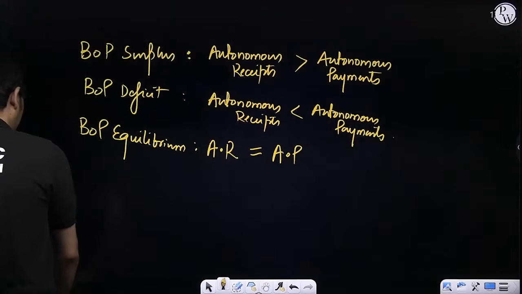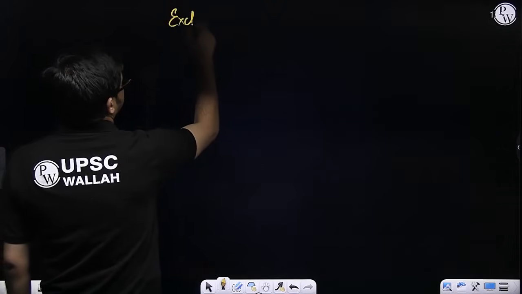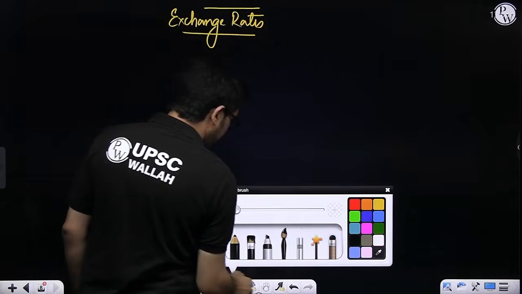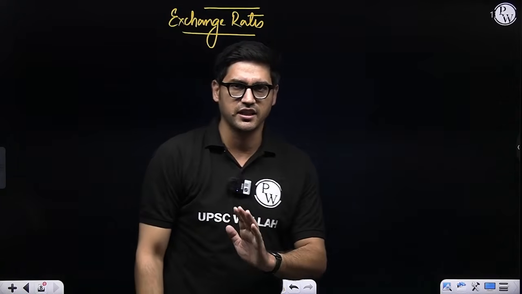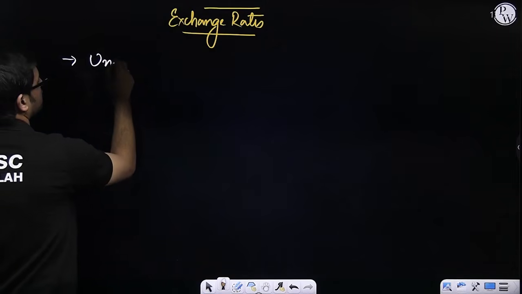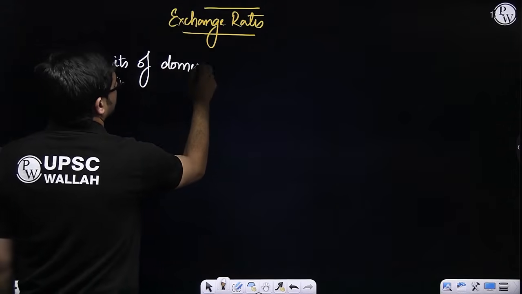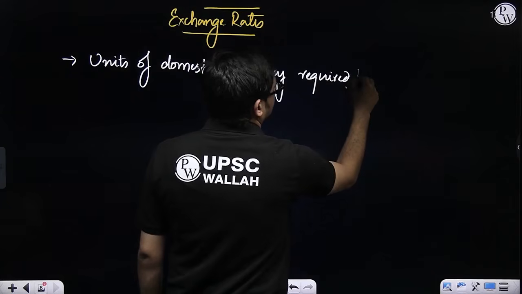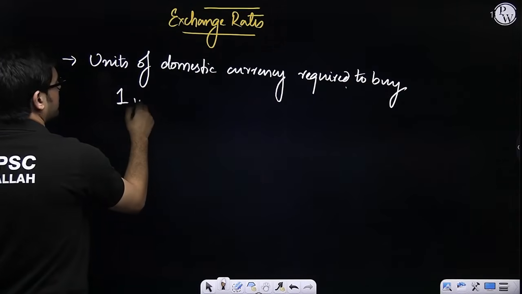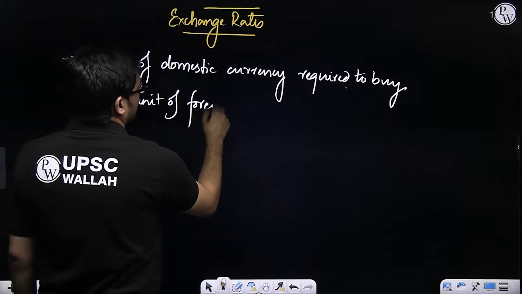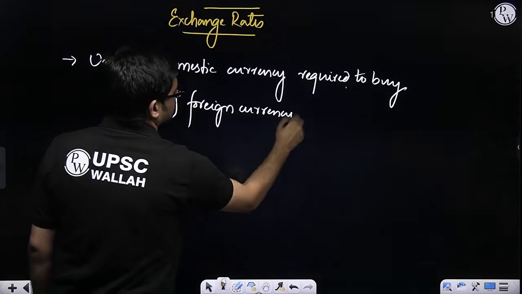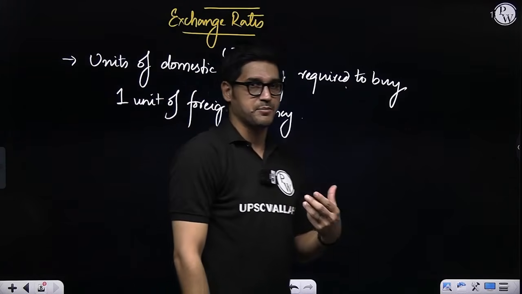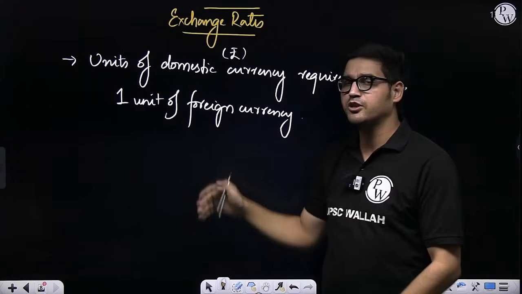In your NCERT, you will have one more scenario of what is called exchange rates. Now, how do we define exchange rate? Exchange rate, to think of it very simply, is just defined as the units of domestic currency required to buy 1 unit of foreign currency. How many units of domestic currency, our currency being rupee, how many rupees, from India's perspective, will be required to buy 1 unit of any foreign currency?